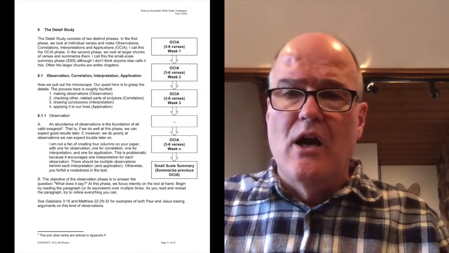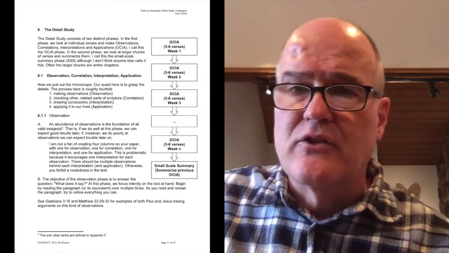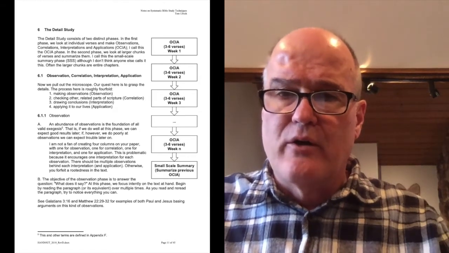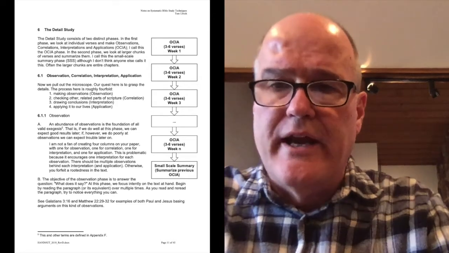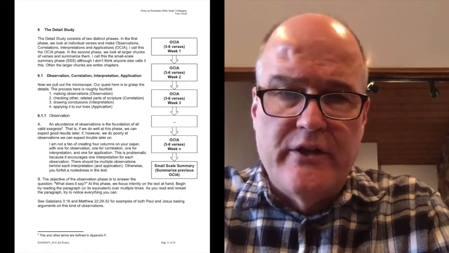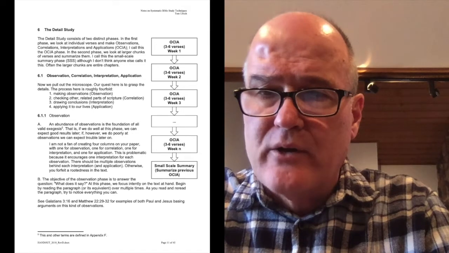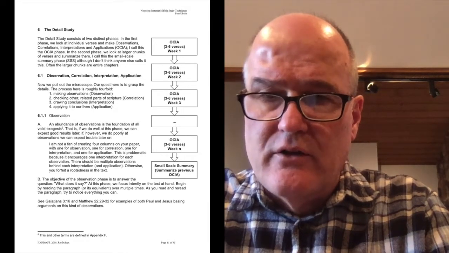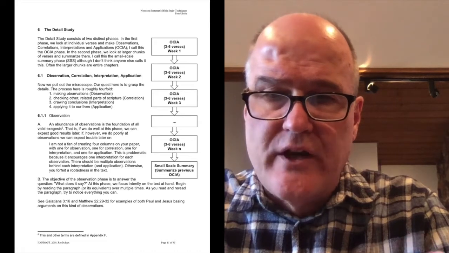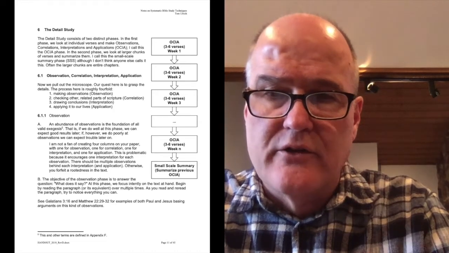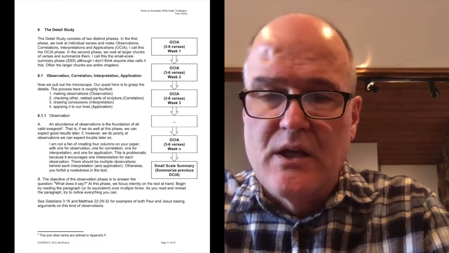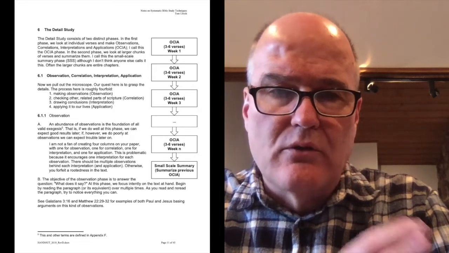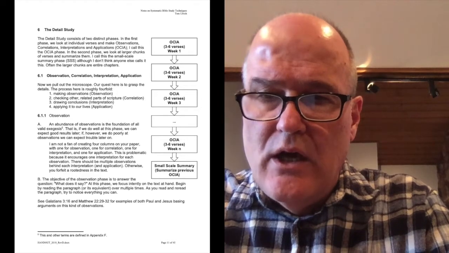Looking here on sheet 11, section 6, I pretty much said what that first little paragraph is, but looking at 6.1, that's what we're doing in this video. So now we pull out the microscope. Our quest here is to grasp the details, and those are the four I just said: observation, correlation, interpretation, and application. Now, observation is absolutely critical.